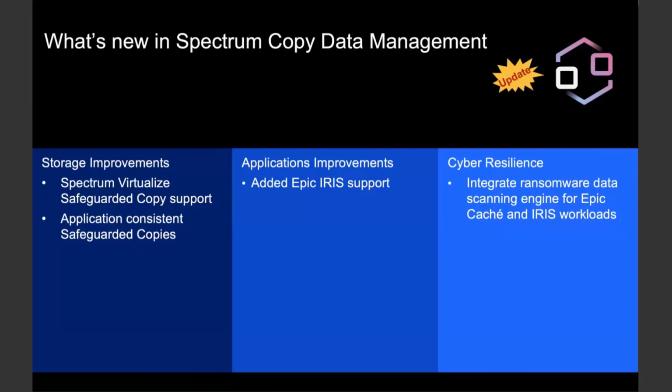We've integrated a ransomware data scanning engine for Epic Cache and Iris workloads. Users can create immutable snapshots of their Epic and Cache databases and then utilize the ransomware detection scanning engine to detect any ransomware. The ransomware report will then be presented to the user using the Spectrum Copy Data Management user interface. And that concludes the overview of Spectrum Copy Data Management.